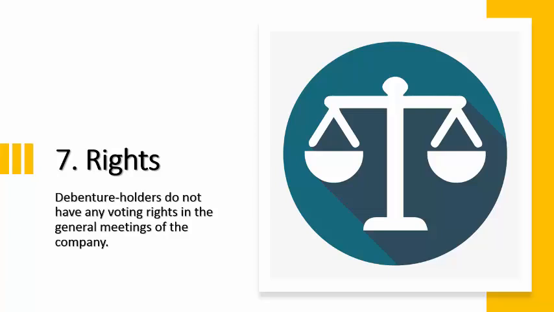Rights. Debenture holders do not have rights in the general meetings of the company because debenture holders are creditors of the company. They cannot be allowed to attend any general meeting. General meeting is nothing but a meeting of shareholders of the company, for example, annual general meeting, extraordinary meeting. All the decisions of the company are mostly taken by equity shareholders and board of directors in the general meetings. But debenture holders are never invited for any general meeting.